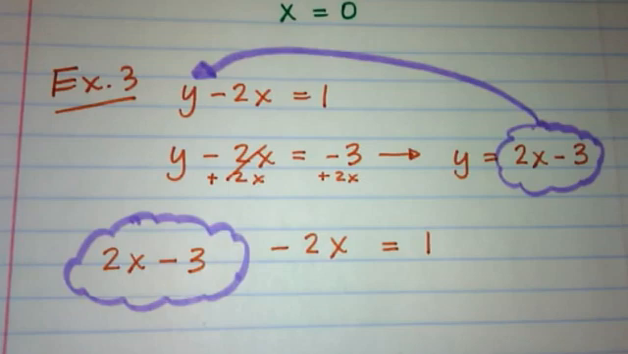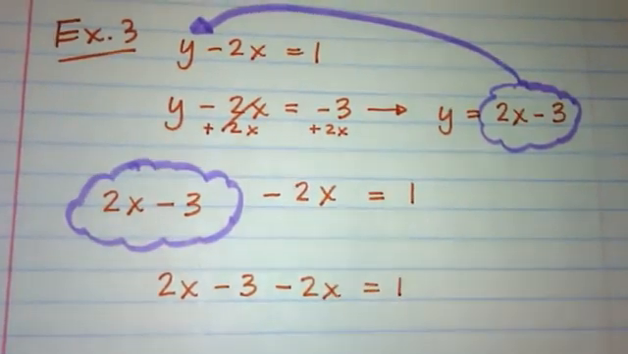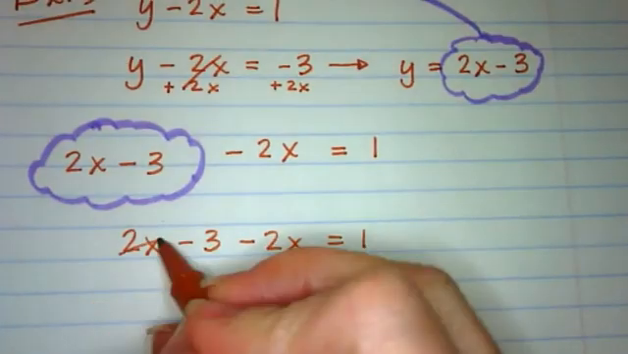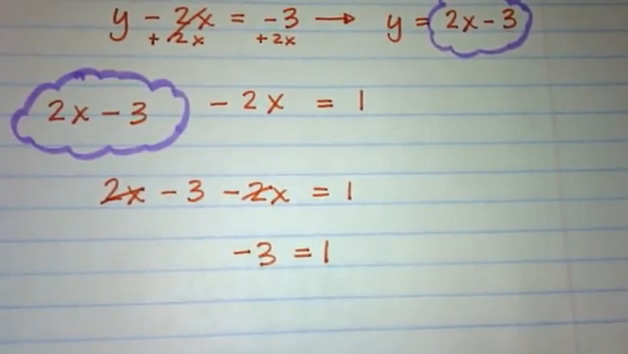So I have 2x minus 3 minus 2x equals 1. I can combine those together, and 2x minus 2x cancels. So I end up with negative 3 equals 1. Well, here's a problem. I don't have a variable to solve for anymore. So what this tells me is that this must be one of those special problems, and it is. And since negative 3 does not equal 1, this has no solution.